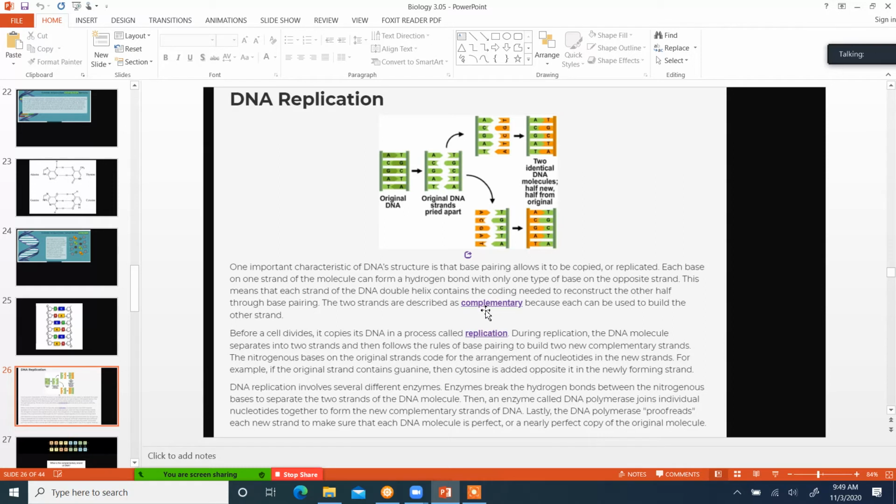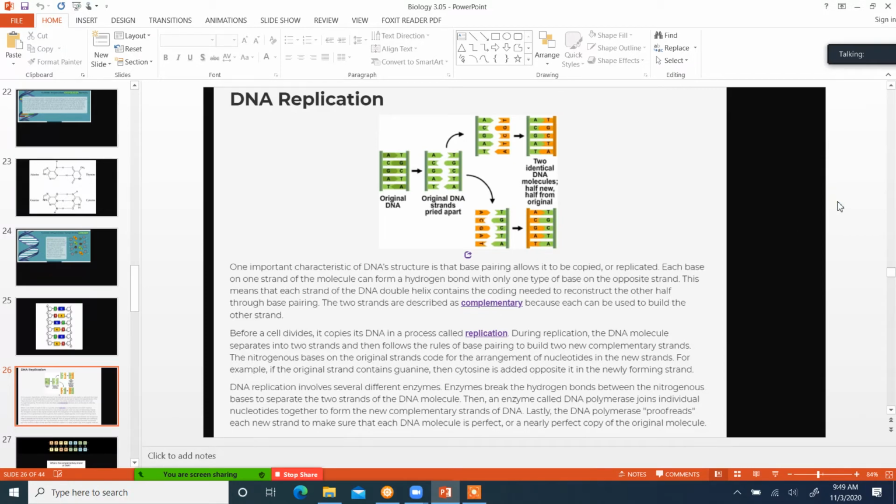So these two strands of DNA that go together are called complementary. See that? That's the word, complementary. So when you have this double helix DNA, the left strand and the right strand, those are complementary strands of DNA.